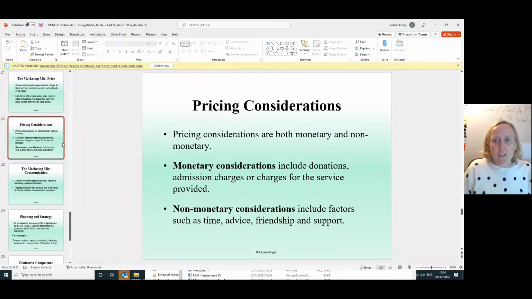The monetary considerations include the actual donations, the money coming in, the money coming from the government subvention, the admission charge or charge for the service. And the non-money includes the time being donated, the advice, the friendship, the support. Maybe it's restaurants donating leftover food or things like that, and then people agreeing to do the pickup and so on.